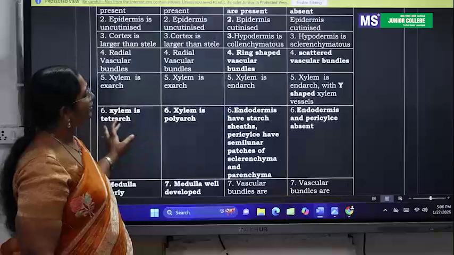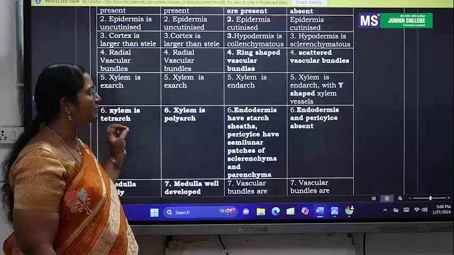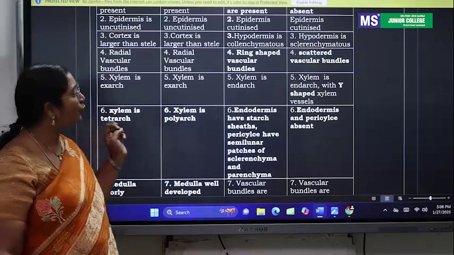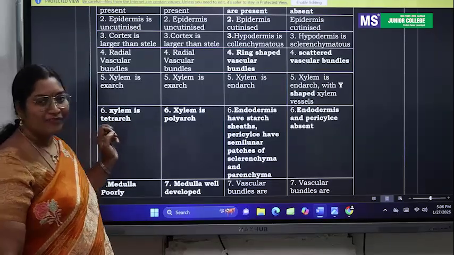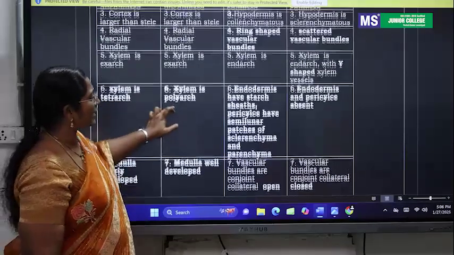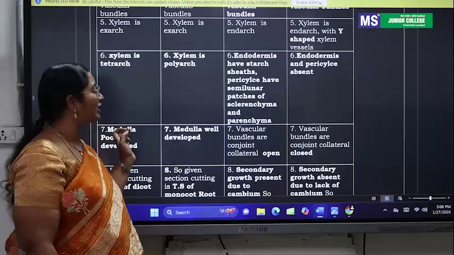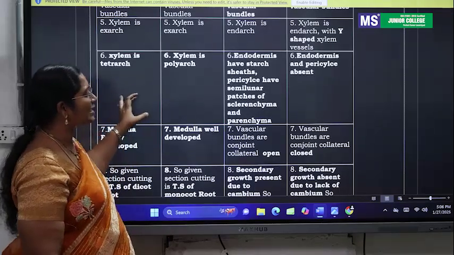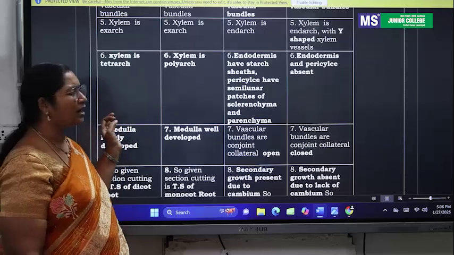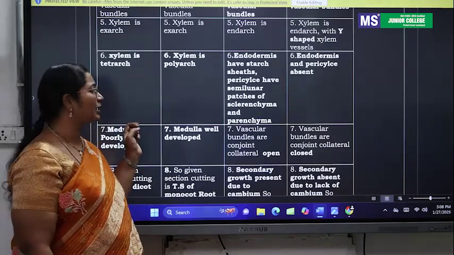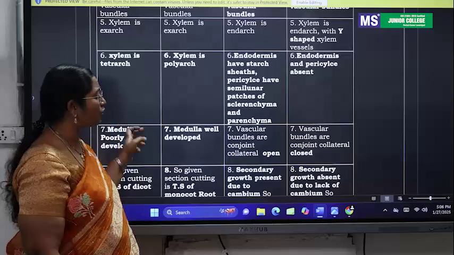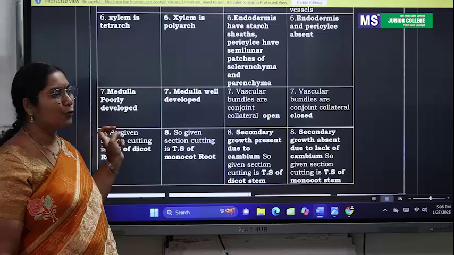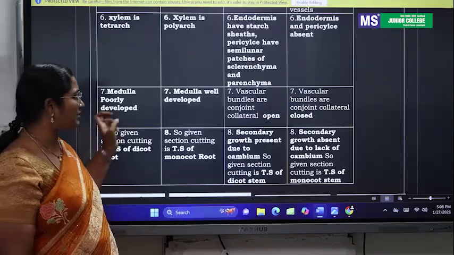And if you are observing, in both the cases xylem is endarch, and in the case of monocot stem, xylem vessels are Y-shaped. And endodermis has a starch sheath in dicot stem, and pericycle has semi-lunar patches of sclerenchyma and collenchyma. Endodermis and pericycle are completely absent in the case of monocot stem. And if you are observing the vascular bundles of monocot stem and dicot stem, let us see.